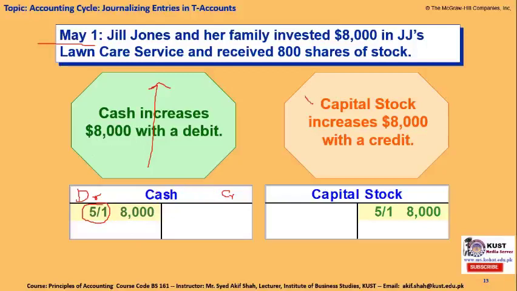The next account title which has been affected by this transaction is the capital stock, which is the owner equity actually. And when there is an increase in the owner equity, it is recorded as a credit entry. So therefore, we have mentioned the same $8,000 in the credit column of this T account. This is the way we can journalize our economic transaction in T accounts.